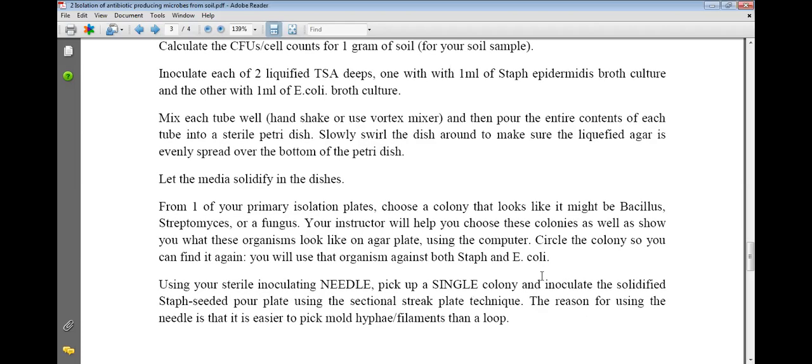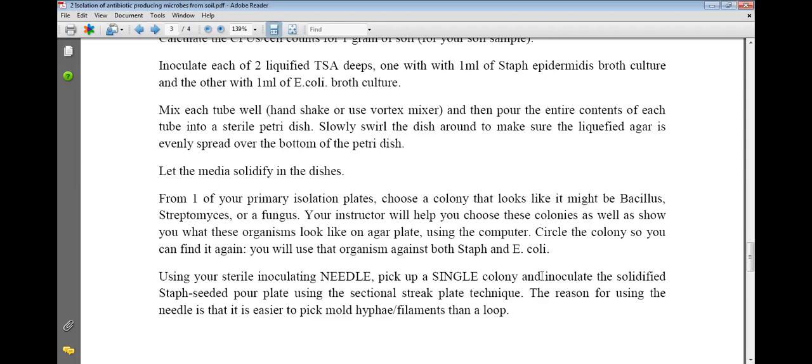Then mix each test tube properly. Then pour the entire content into the Petri dish. Slowly swirl the dishes and make sure the liquefied agar is spread properly.